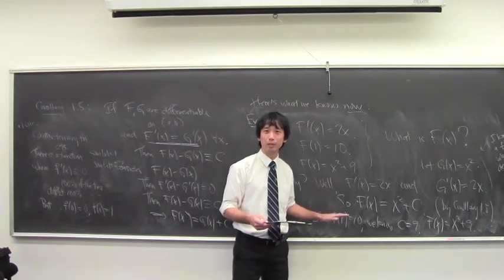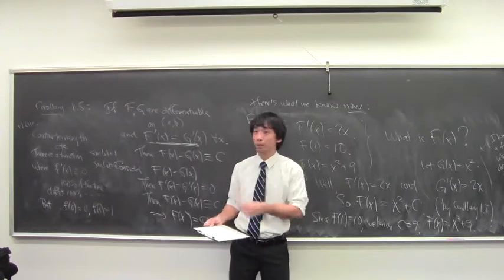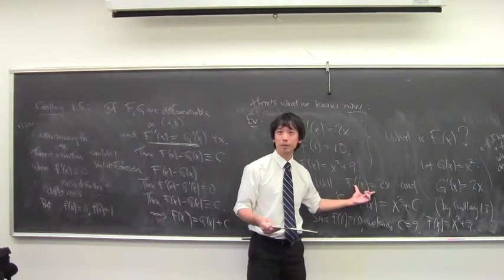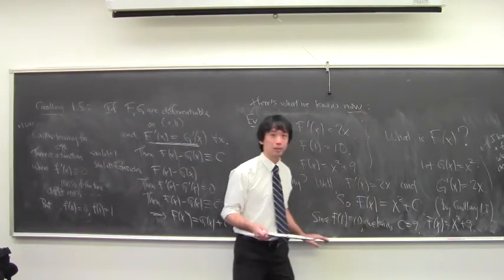There's no other function that'll work for this. Okay, and the reason for it is the corollary. These two functions have the same derivative, so they must differ by a constant. And then you see that constant has to be 9.